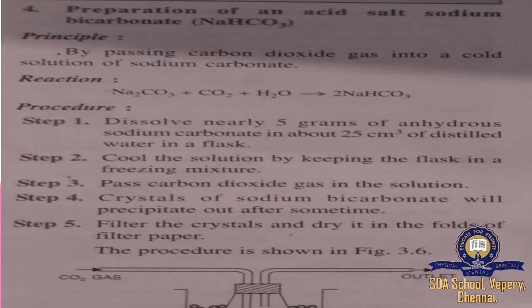The procedure: dissolve nearly 5 grams of anhydrous sodium carbonate in about 25 cubic centimeters of distilled water in a flask. Cool the solution by keeping the flask in a freezing mixture. Next, pass carbon dioxide gas into the solution. Crystals of sodium bicarbonate will precipitate out after some time. Filter the crystals and dry them in the folds of filter paper.